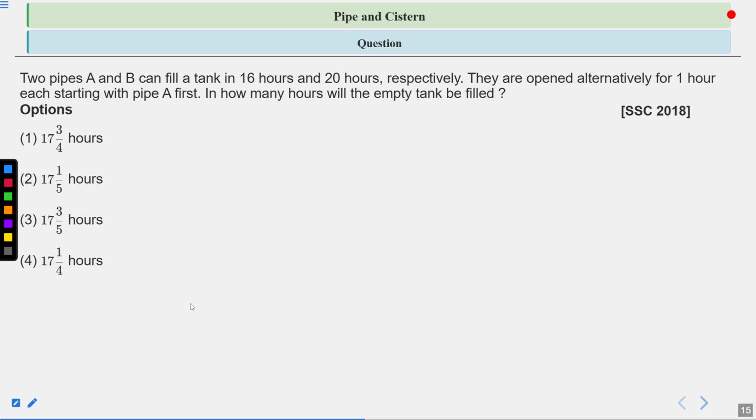So there are 4 options. First one is 17 and 3/4 hours. Second is 17 and 1/5 hours. Third one is 17 and 3/5 hours. And fourth one is 17 and 1/4 hours. Now you have 10 seconds to analyze the question. Your time starts now.